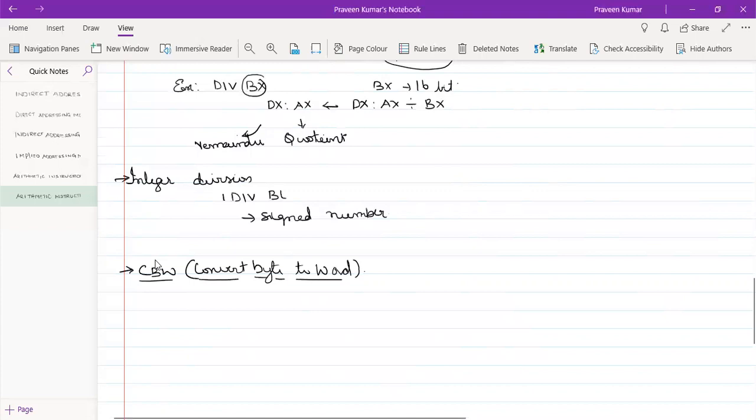Why do we have to convert, and what is the significance of converting byte to word? Where is it generally used? For example, there may be a division of an 8-bit register by an 8-bit register, like 75 divided by 12, because this is a larger number than that one, so I can do the division part. But before doing the division, we convert this 75, which is an 8-bit value, to 16-bit.